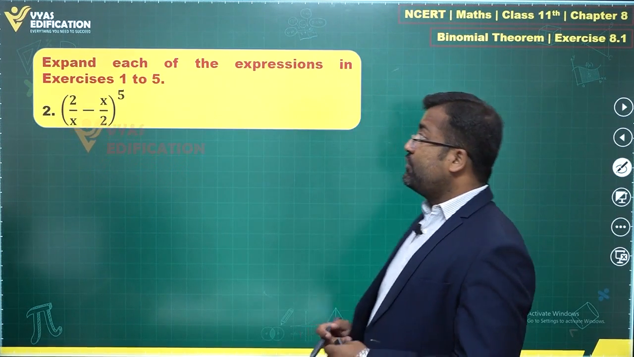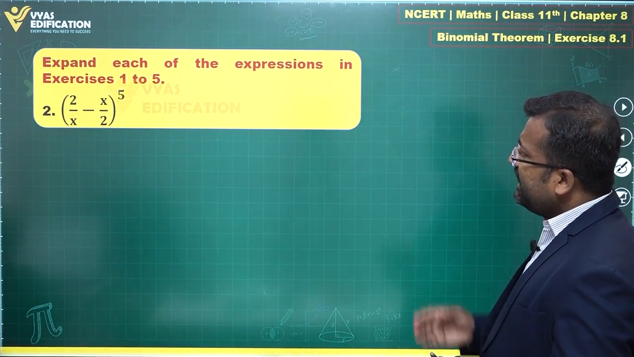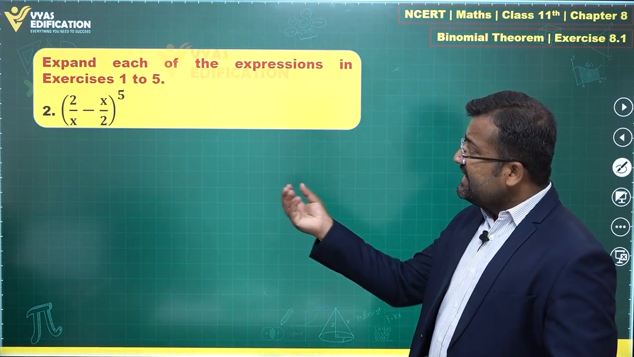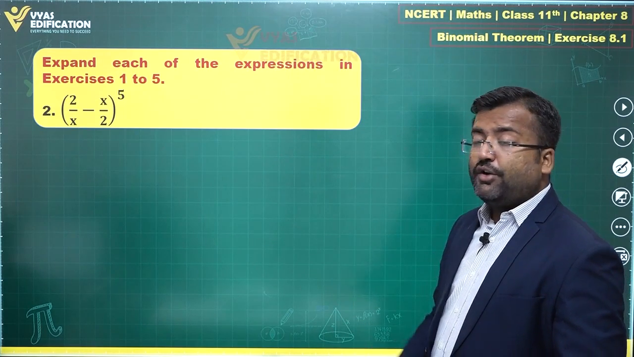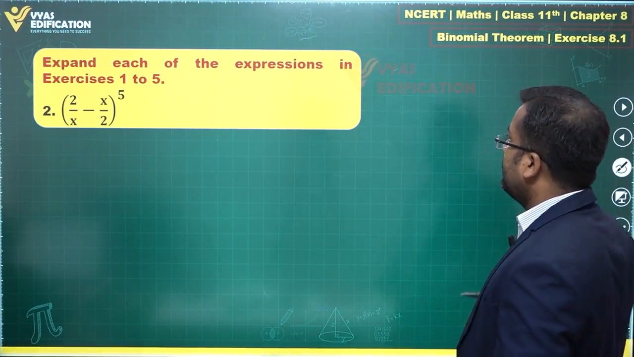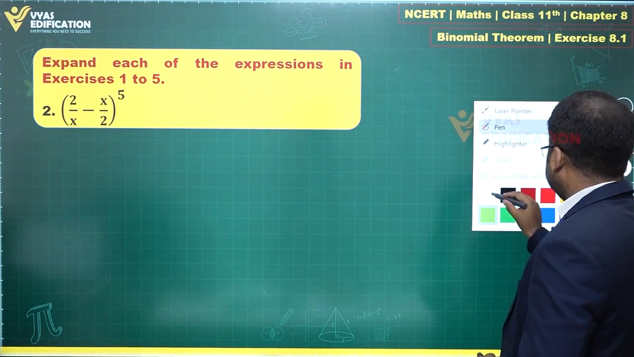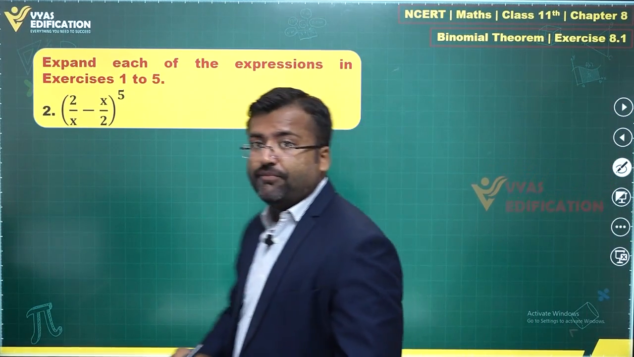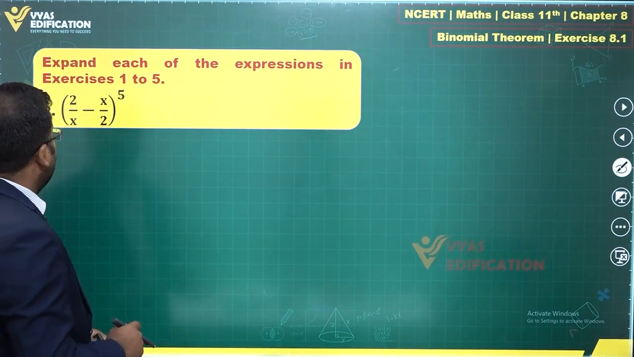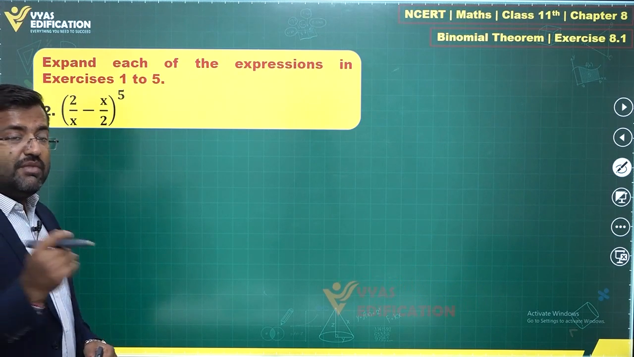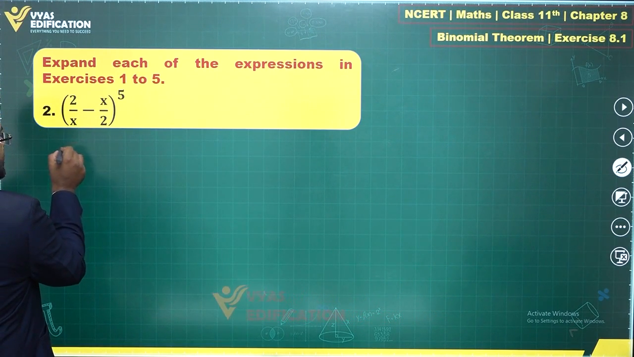Let's discuss this next question that we have in front of us. Expand. We are supposed to expand this 2 by x minus x by 2 whole power 5 using binomial theorem as well. How do we do that? Let's take a look at this expansion. So 2 by x minus x by 2 whole power 5 can be expanded using binomial theorem as this is.